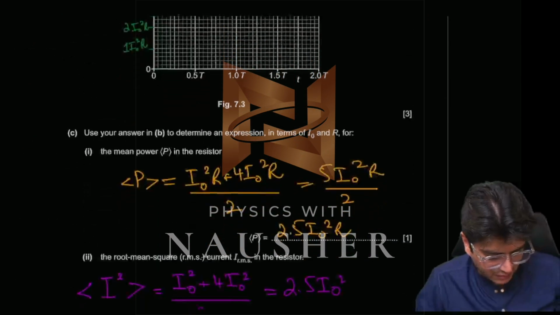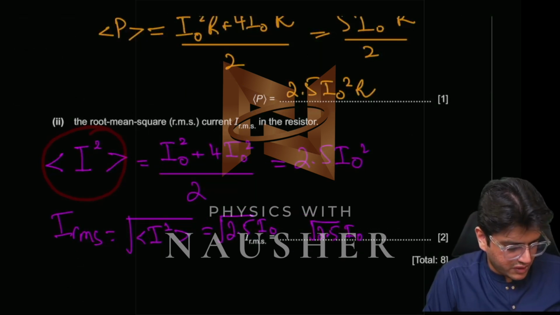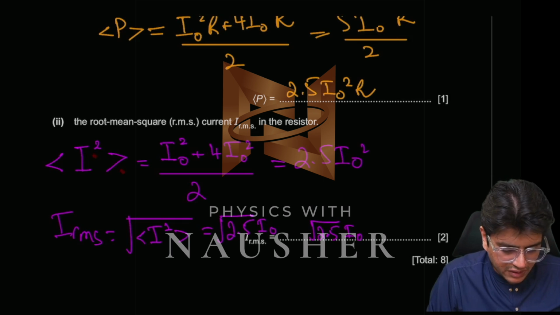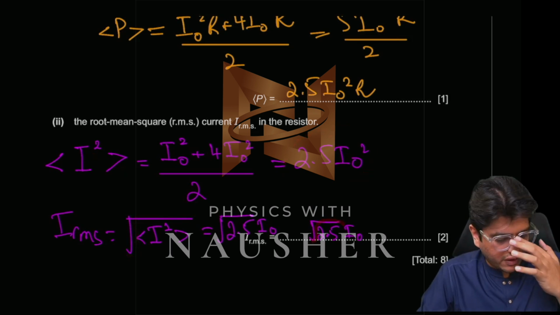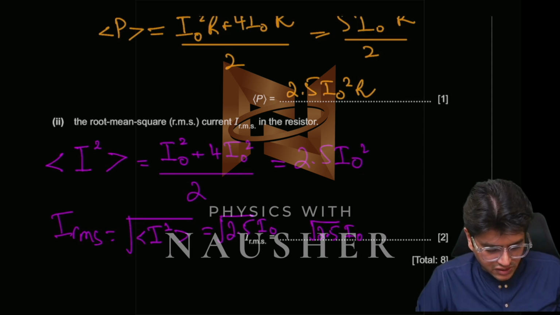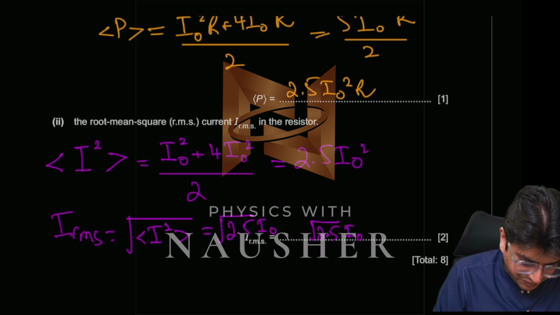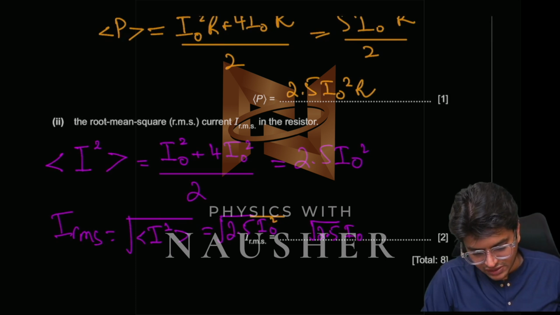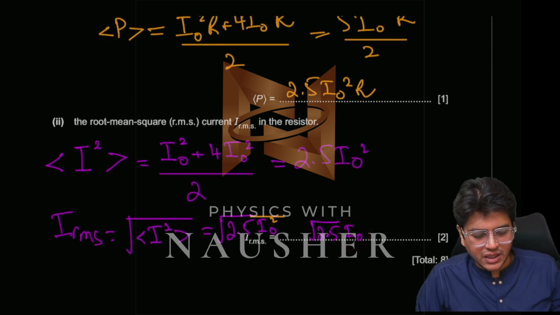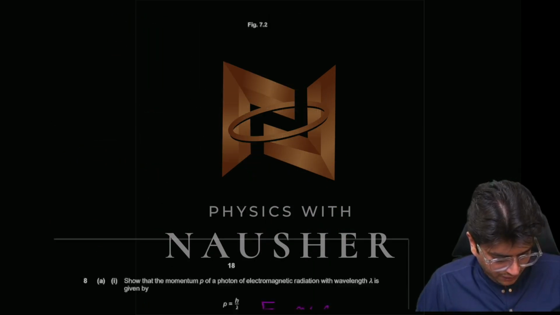And that's exactly what I've done over here. So I took the mean square first, square, then mean, and then root on top. So square root of 2.5 I naught square. Because this is I naught square and there is an under root on top, the square will get cancelled. So you'll have I naught outside, and under root 2.5, you can just do it in your calculator and you get the answer. I hope that makes sense.